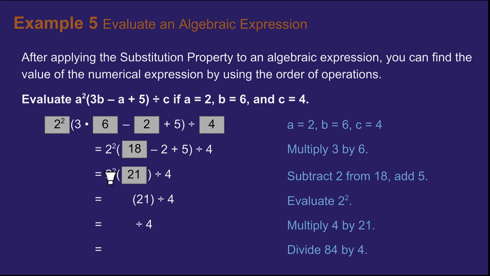Next, we have our exponent. So 2 to the second power is going to be 4. Then, following order of operations, this is 4 times 21 divided by 4. Multiplication and division are the same step, left to right. 4 times 21 is 84, and then 84 divided by 4, we're back to 21. So substituting in our values for a, b, and c, we end up with 21.